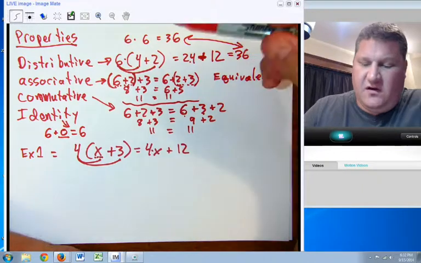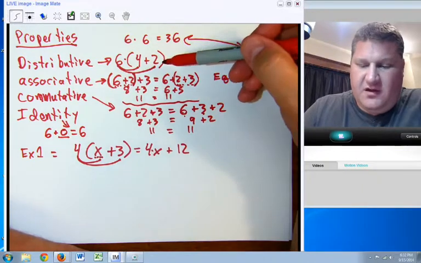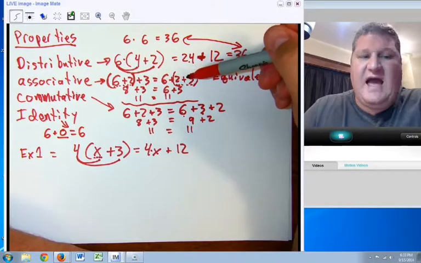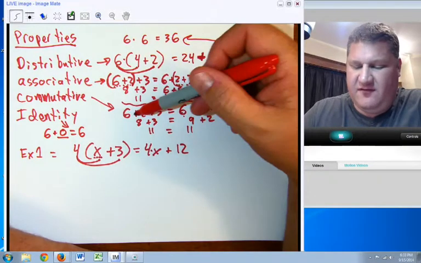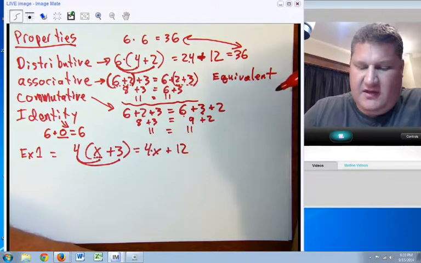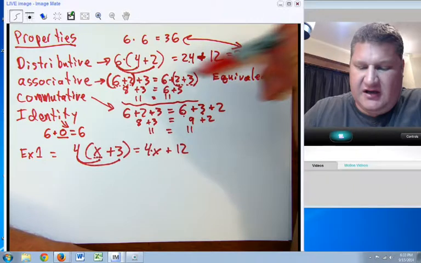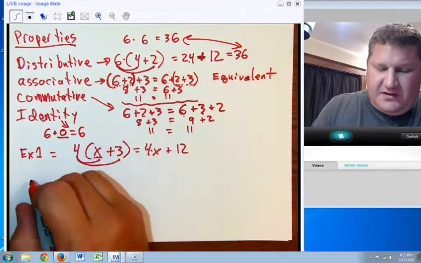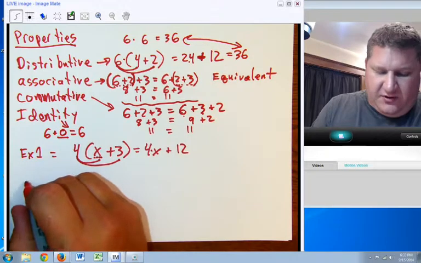So thus far we have the distributive property, we have the associative property of addition, commutative property of addition, identity property of addition. And it only works because they're all addition. Here's the thing. Let's take our commutative property.